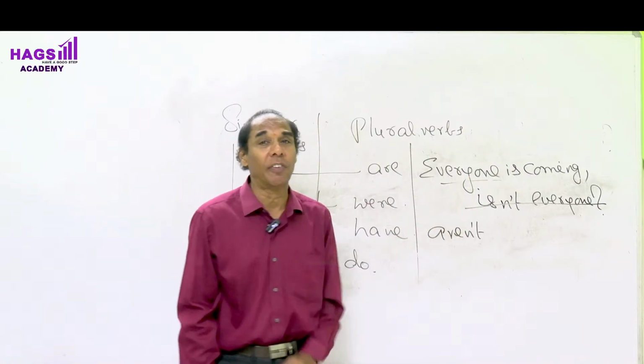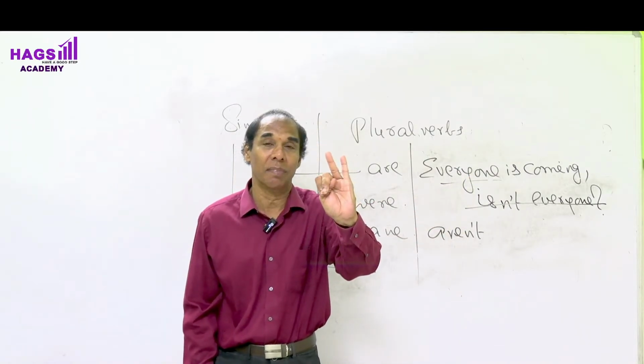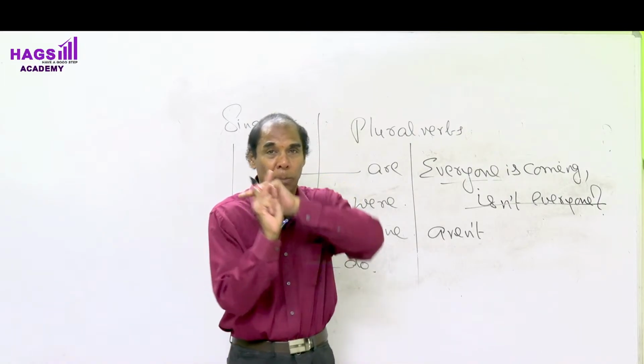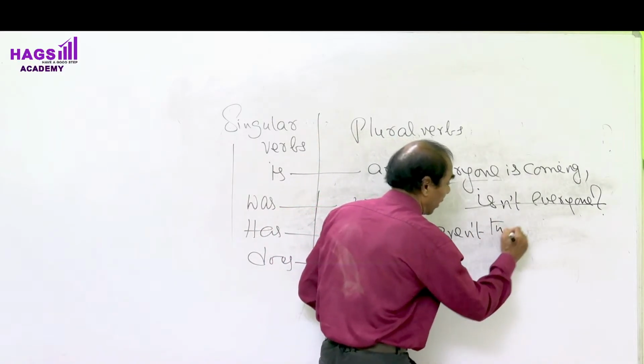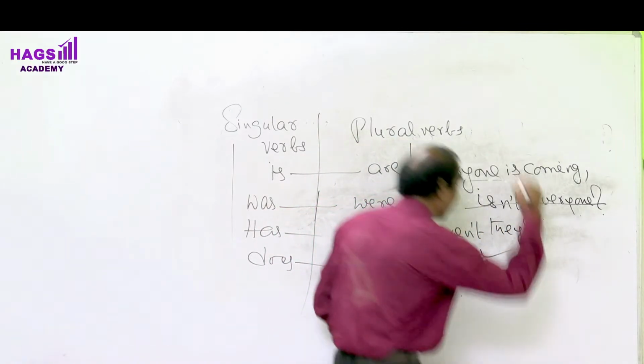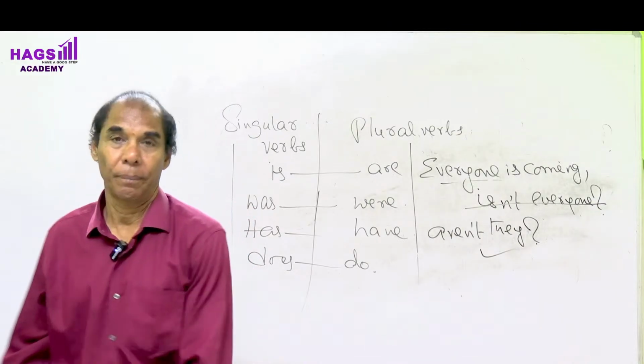Next. In the place of all these words, everyone, everybody, someone, somebody, no one, nobody, we have to write they. Aren't they? This is correct. No doubt. Very easy.